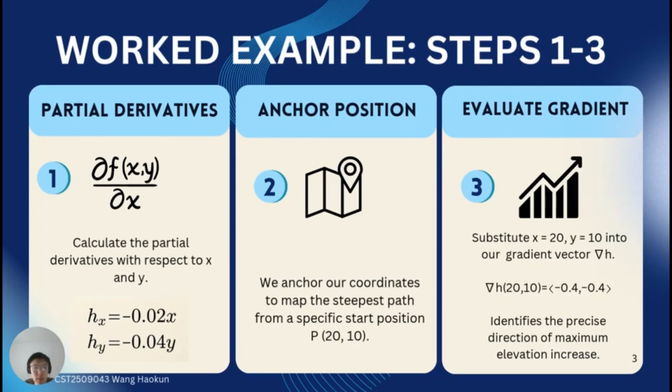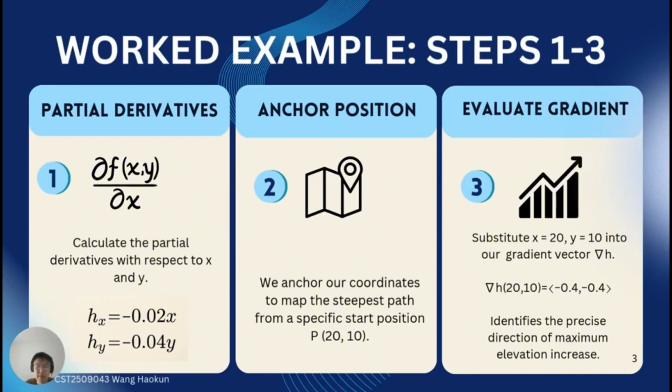So here are the first three steps. Step one is the partial derivatives. We find the slope formulas for both directions by taking simple derivatives. This gives us hx equal to minus 0.02x and hy equal to minus 0.04y. Step two is choosing our anchor position. We're picking a starting point for our hiker at point P, which is (20, 10).